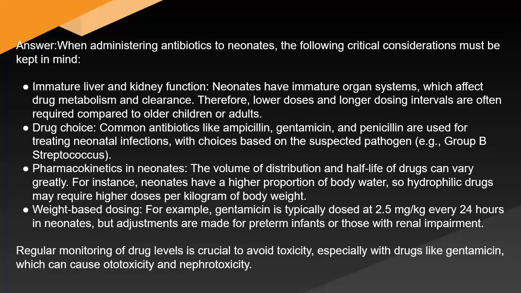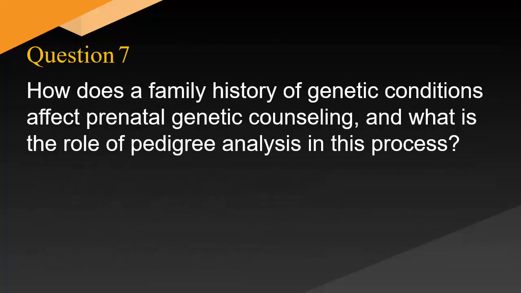Pharmacokinetics in neonates. The volume of distribution and half-life of drugs can vary greatly. For instance, neonates have a higher proportion of body water, so hydrophilic drugs may require higher doses per kilogram of body weight. Weight-based dosing. For example, gentamicin is typically dosed at 2.5 mg every 24 hours in neonates, but adjustments are made for preterm infants or those with renal impairment. Regular monitoring of drug levels is crucial to avoid toxicity, especially with drugs like gentamicin, which can cause ototoxicity and nephrotoxicity.